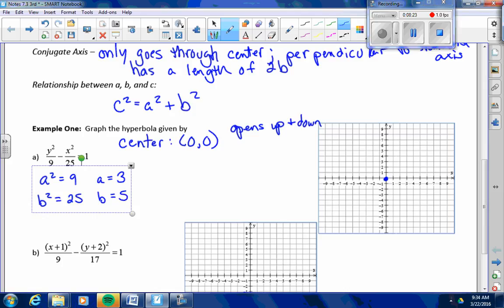Okay, so from the center, I need to look at my a value. My a value is 3. This is opening up and down. So from the center, I need to go up 3 and down 3 to get each vertex. So up 3, there's my first vertex. Down 3 gives me my second vertex.